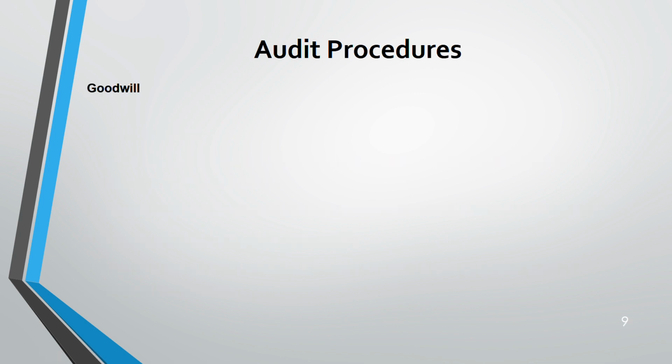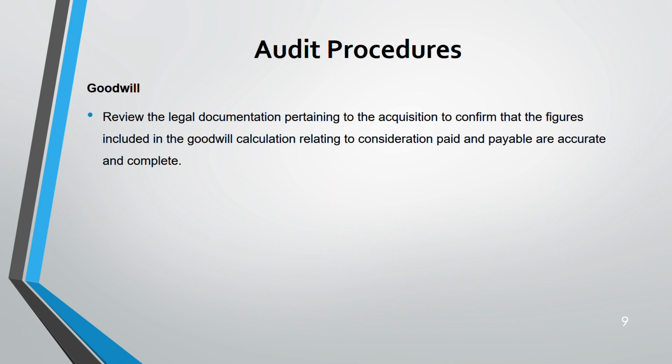Coming to the fourth, goodwill. Goodwill is also an intangible asset, but this goodwill we are talking about arises when we acquire a subsidiary. So here, it is related to acquisition. We review the legal documentation. Why? Because, as I told you, through acquisition comes goodwill. So you have to check your legal documents whether acquisition has taken place or not. Because in that you can confirm the figure.